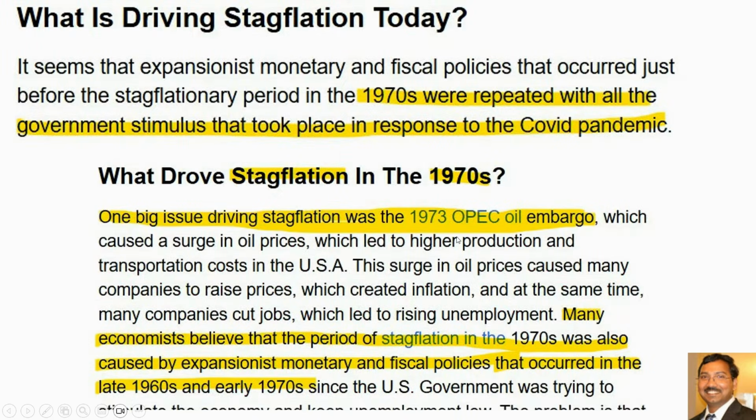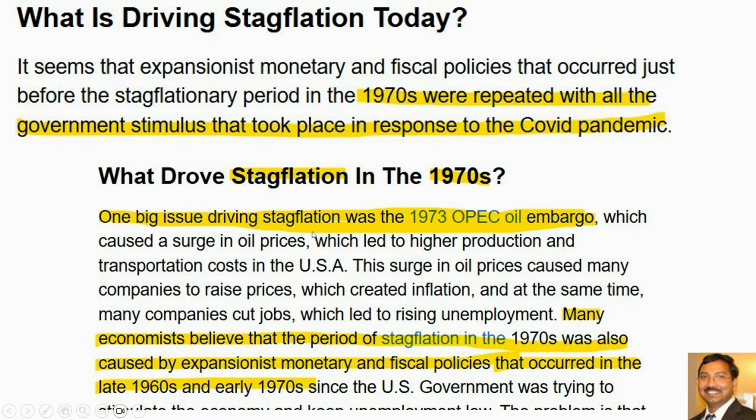Okay, we are thinking that there is a chance of stagflation coming. And what is causing it? During the COVID pandemic, a lot of monetary and fiscal policies expanded their balance sheets and a lot of money was printed, and it may cause stagflation. Similarly, this kind of thing happened in the 1970s.